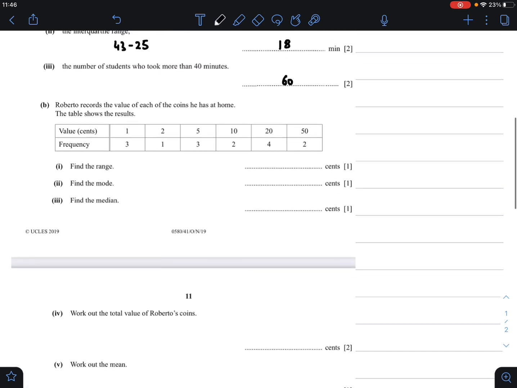So for part B they are asking us to find the range for part B1. So range is the biggest value minus the smallest value. So the biggest value is 50 and the smallest value is 1. So 50 minus 1 is equal to 49. Now let's move to part B2, where they are asking us to find the mode.